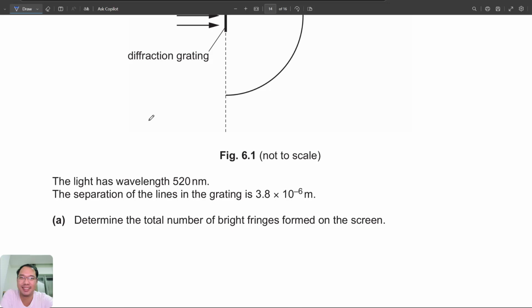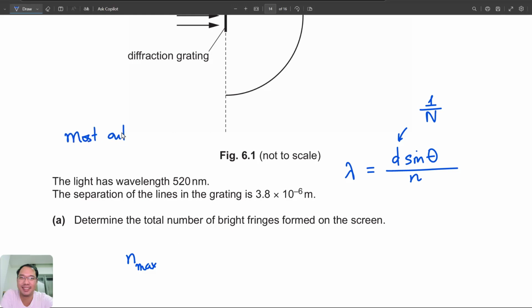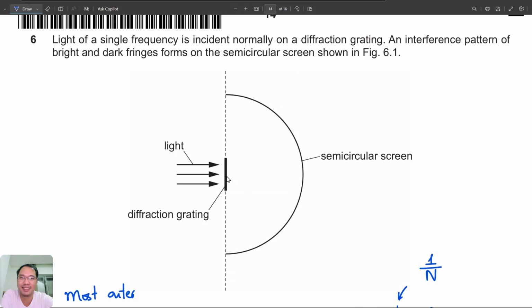So we will do this question as follows. The formula is lambda equals that d distance, which is 1 millimeter divided by the number of slits per millimeter, multiplied by sine of the angle divided by the number n. To find the total of the bright fringes formed on the screen, we will calculate the maximum order of the most outer bright fringe, the one closest to the outer edge here. This is the maximum n, and we have other maxima such as n equal 1, n equal 2, for example, and so on.